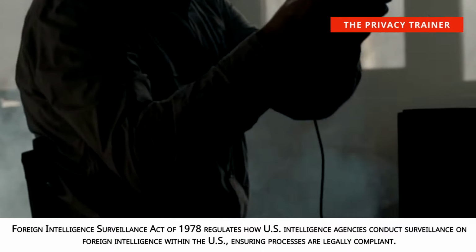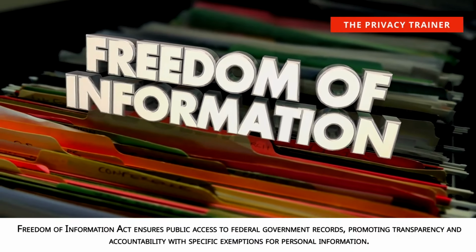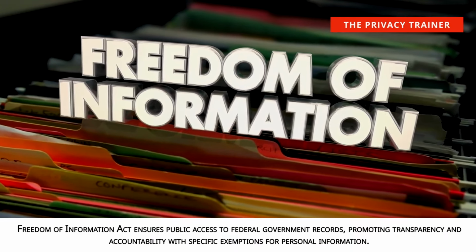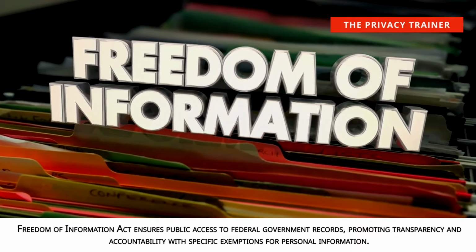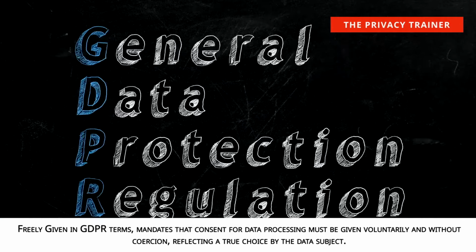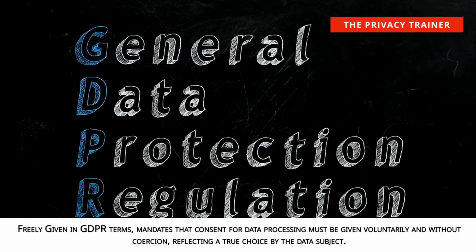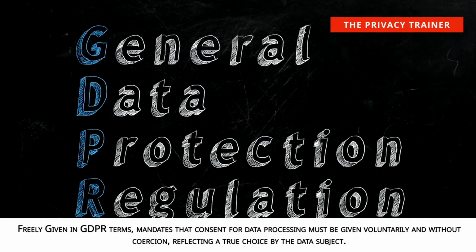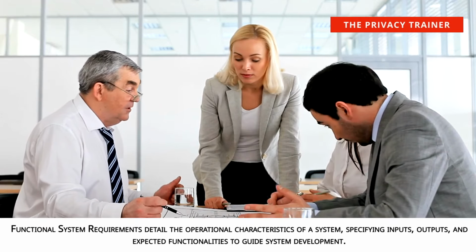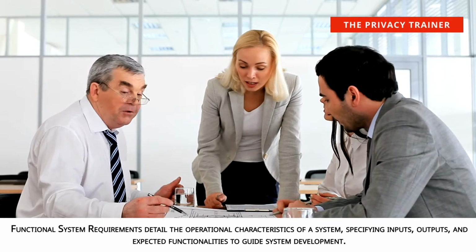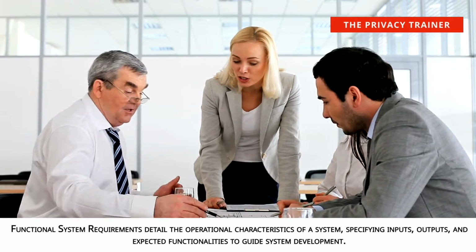Freedom of Information Act ensures public access to federal government records, promoting transparency and accountability with specific exemptions for personal information. Freely given, in GDPR terms, mandates that consent for data processing must be given voluntarily and without coercion, reflecting a true choice by the data subject. Frequency data counts the occurrences of data values within a dataset, helping in understanding distribution and trends in data analysis. Functional system requirements detail the operational characteristics of a system, specifying inputs, outputs, and expected functionalities to guide system development.